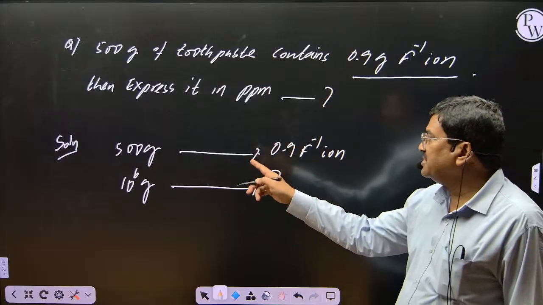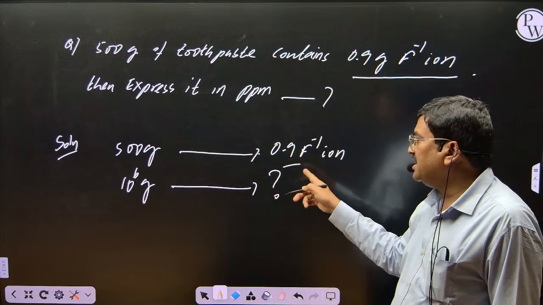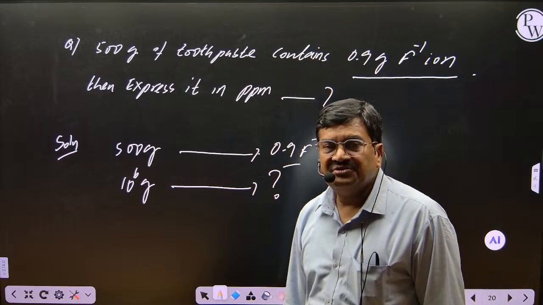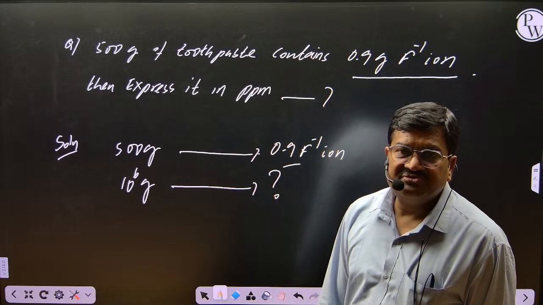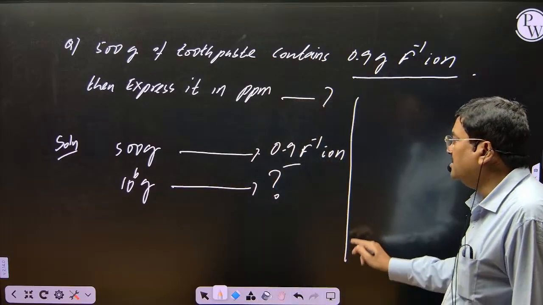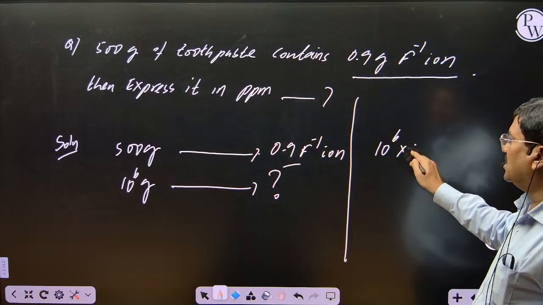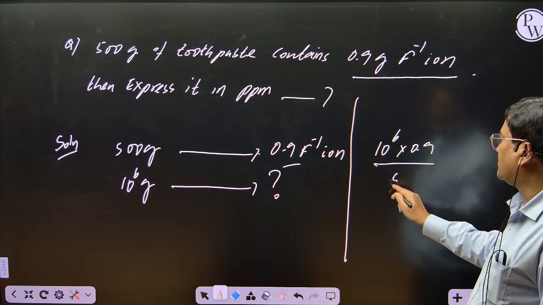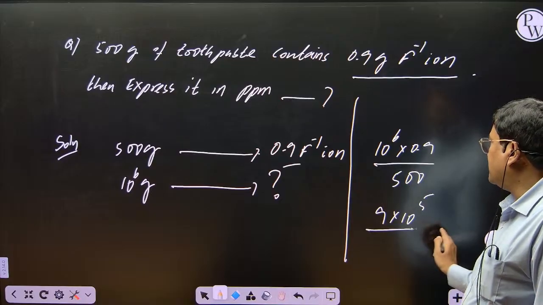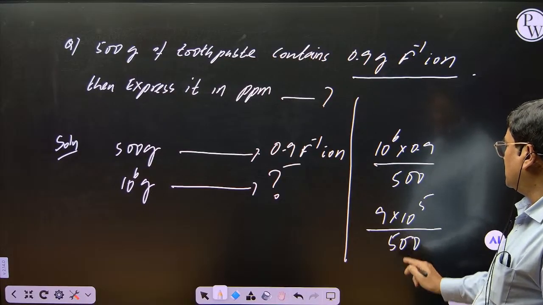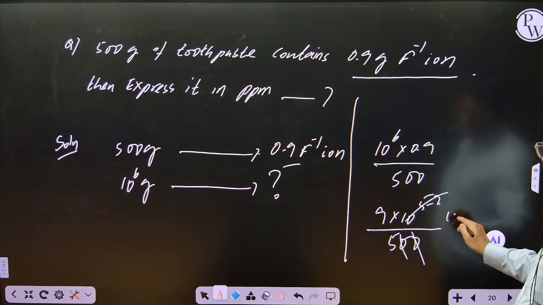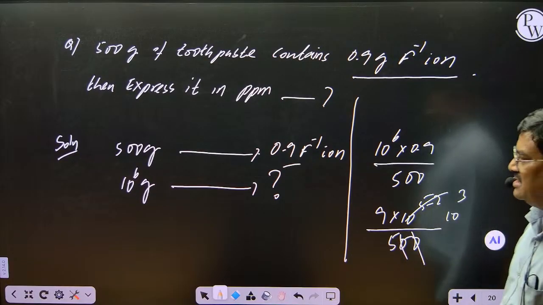So 500 grams of toothpaste has this much fluoride ion. He wants the ppm expression. ppm means how much solute is present in 10 power 6 grams of solution. So for 10 power 6, what will be the amount of fluoride ion? 10 power 6 into 0.9 upon 500. This can be written as 9 into 10 power 5 by 500. Or I can move this 10 square to the numerator. That makes 10 power 3. That means divide 9 upon 5.